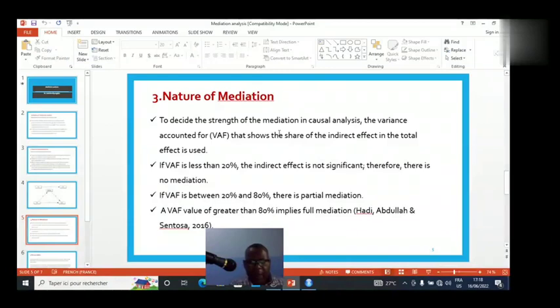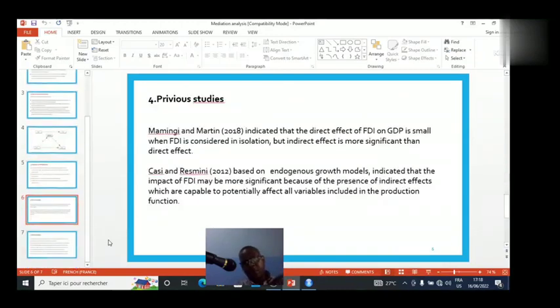If the variance accounted for is less than 20%, the indirect effect is not significant, therefore there is no mediation. Second, if the variance accounted for is between 20 and 80%, there is partial mediation. We will see all of this interpretation when we will be practicing in R. Finally, when the variance accounted for is greater than 80%, this implies that there is full mediation according to these authors.